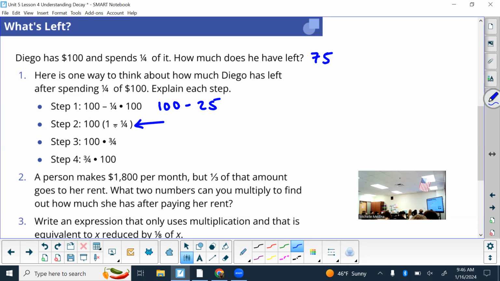They're doing 1 minus 1/4. What's 1 minus 1/4? No, that would be 1 minus 1. Oh, 3/4. Okay, good. Instead, they times it by 3/4. What's 100 times 3/4?